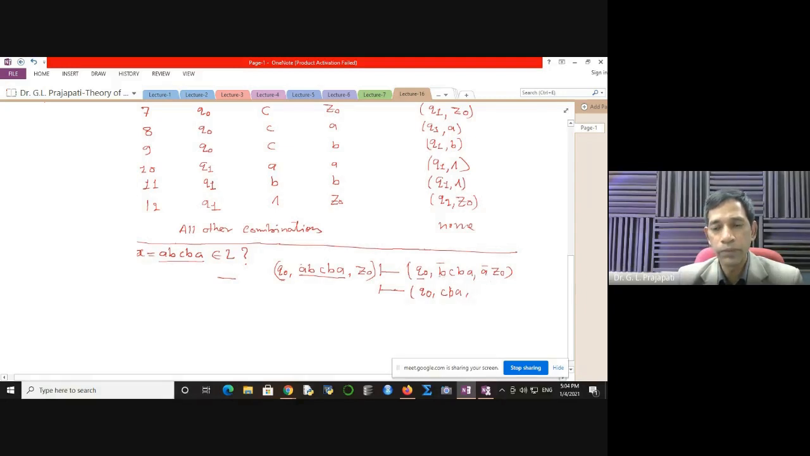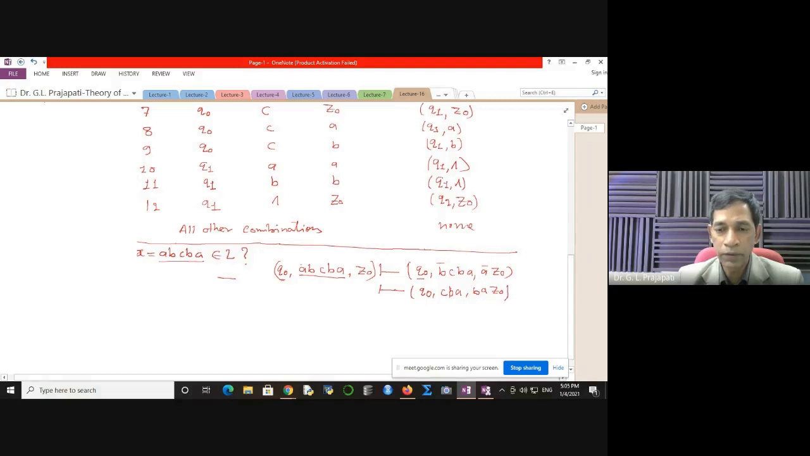Now B will become the top of the stack. So you have now A is replaced with BA, and now this is the Z0. So this is the contents of the stack. Remember that in a move we are going to denote only the top modification. We are not going to show the whole contents of the stack.